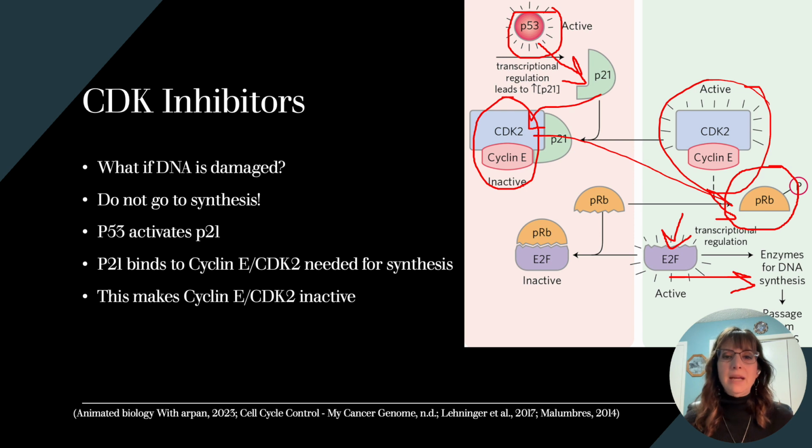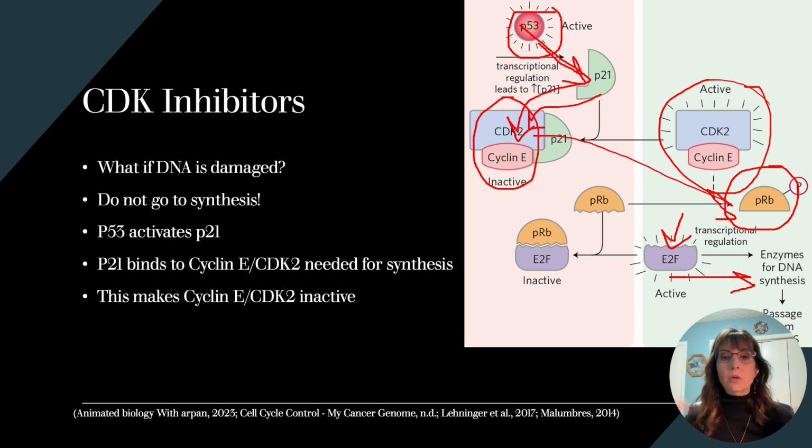So when there is DNA damage, P53 becomes activated. It activates P21, which binds to this particular cyclin CDK complex, keeping it from doing its job. So if pRB stays hooked to E2F, E2F can't become active. It can't go on, transcribe some genes that are required to go on to synthesis. And this is how the cell can stop the process for a little while.